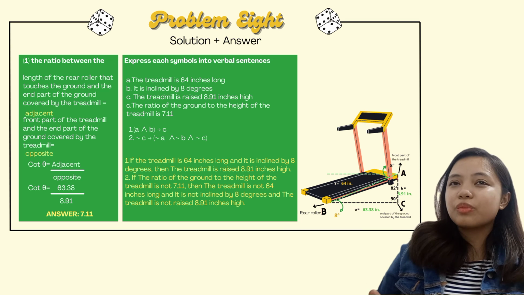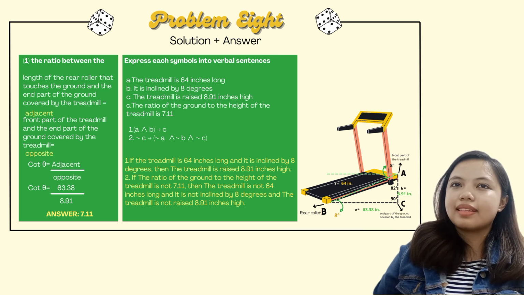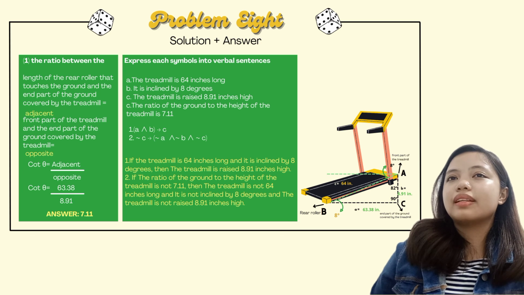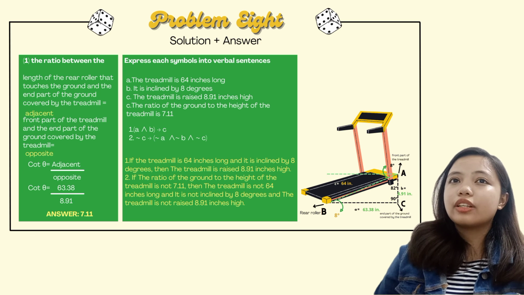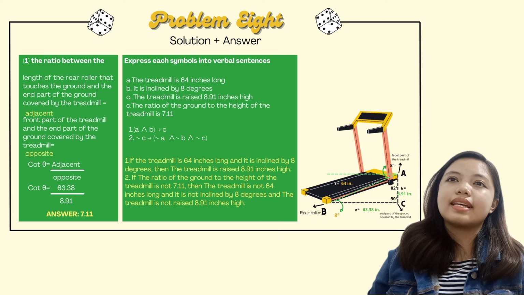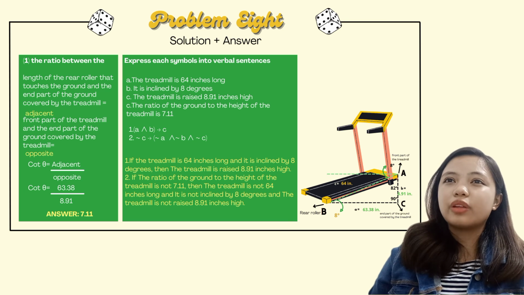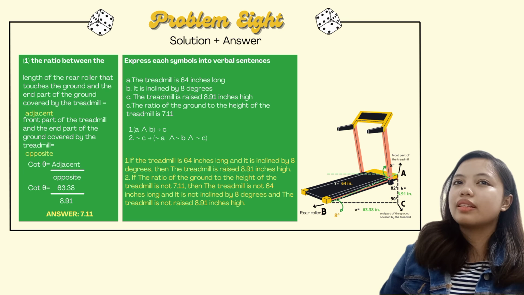And for the last number, number 3, express each symbol into verbal sentences. For letter A, the treadmill is 64 inches long. For letter B, it is inclined by 8 degrees. For letter C, the treadmill is raised 8.91 inches high. And for letter D, the ratio of the ground to the height of the treadmill is 7.11.